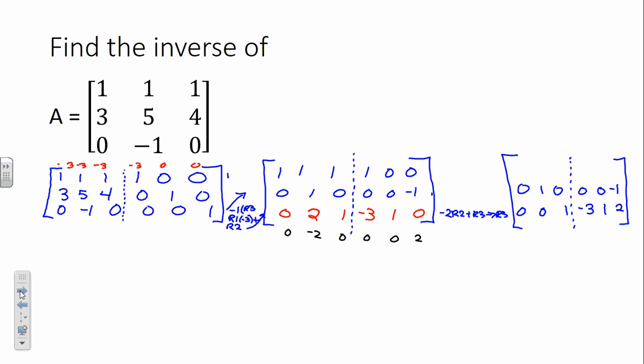So how are we going to get rid of this one? Top row minus second row, right? Row 1 minus row 2. So 1 minus 0, 1 minus 1, 1 minus 0, 1 minus 0, 0 minus 0, 1 minus a minus 1.